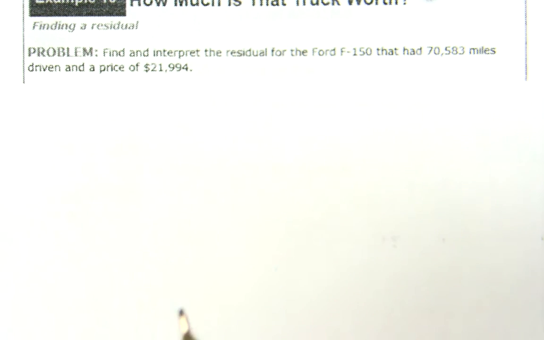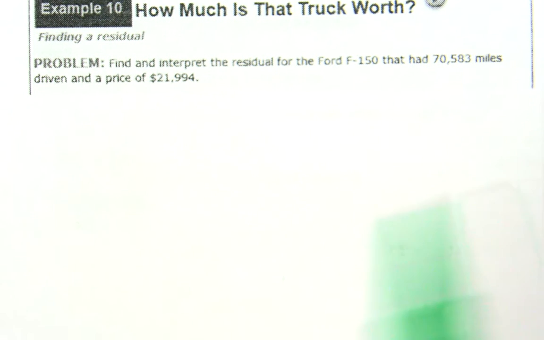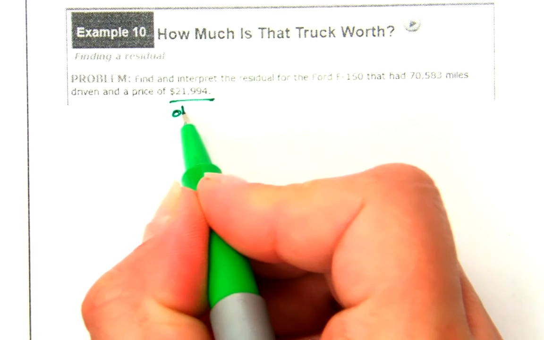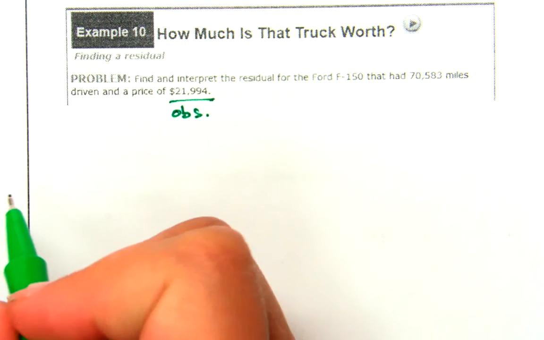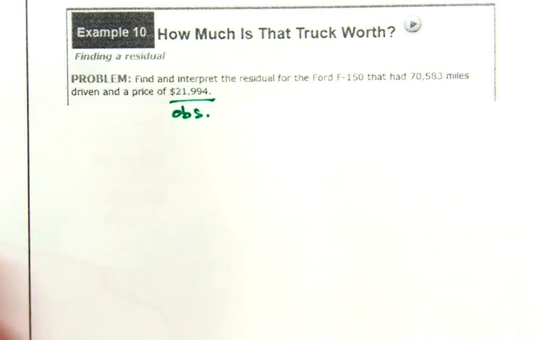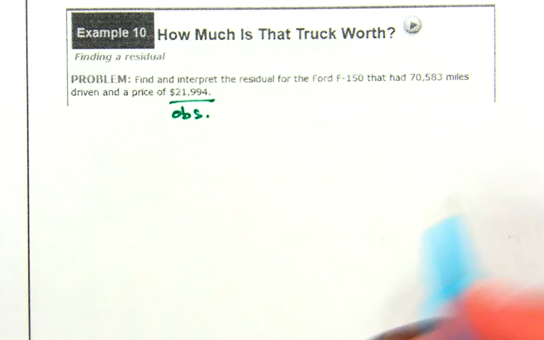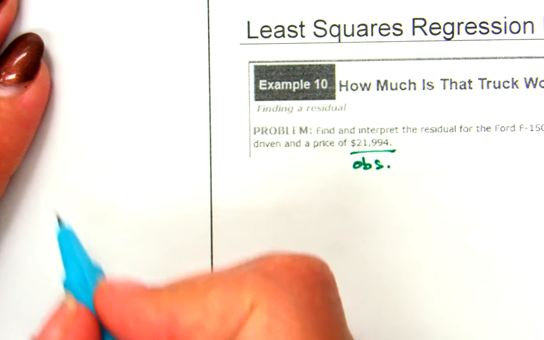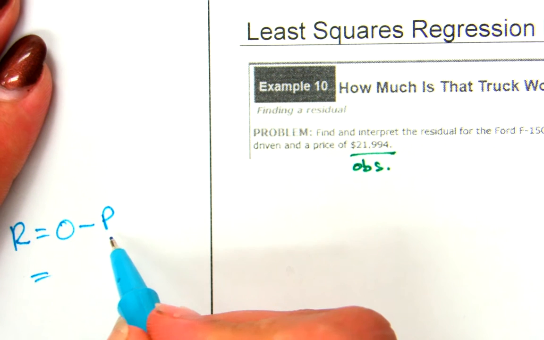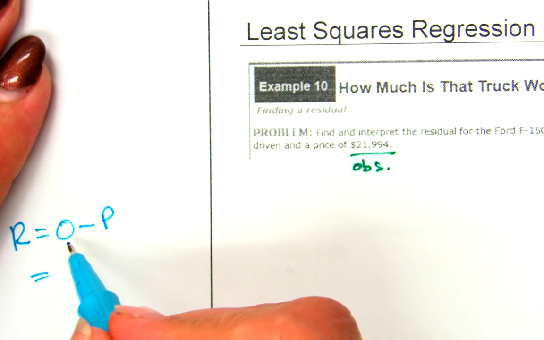So what we need to do is calculate the residual, which means observed minus predicted. That's what we want to get to. We have the observed value. You have your miles, so that's good to go. I'm just going to put it on the side: the residual is your observed minus your predicted. Well, we don't have a predicted yet. We just have the observed.